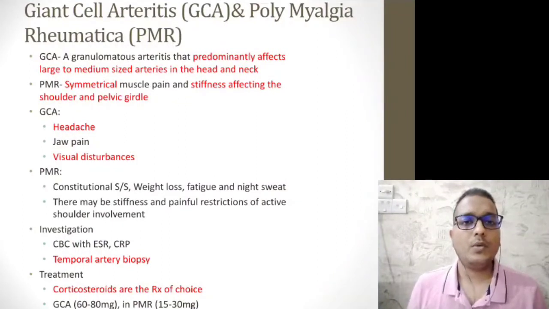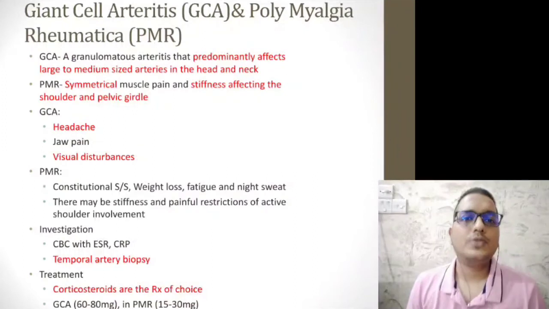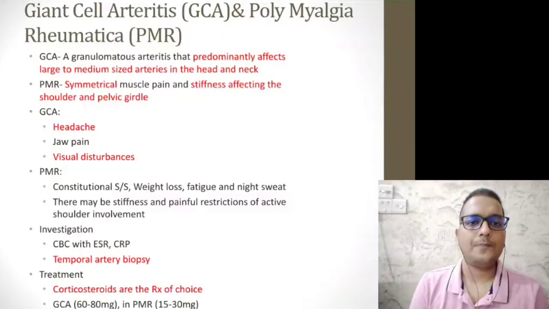So what is PMR, polymyalgia rheumatica? As the name shows, there will be stiffness and painful restriction of the shoulder movements, and there will be weight loss, fatigue and night sweats. These are the common symptoms. So it is PMR, polymyalgia rheumatica. In GCA, giant cell arteritis, the steroid dose is higher, and in PMR the steroid dose is lower. That's just what we need to know.